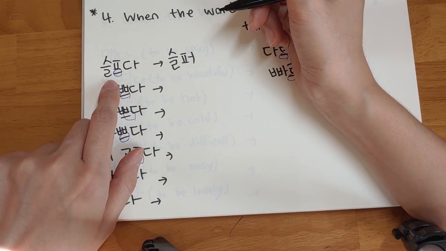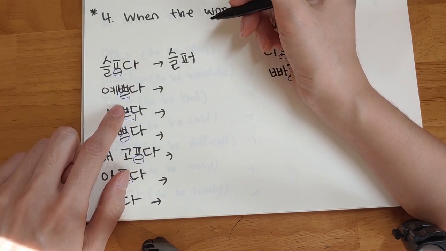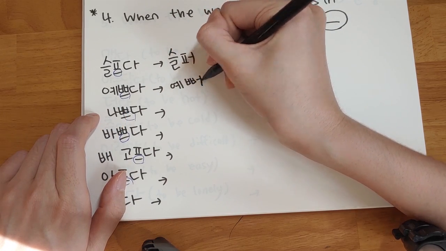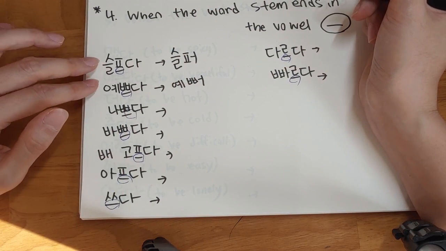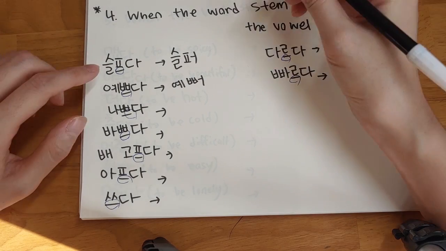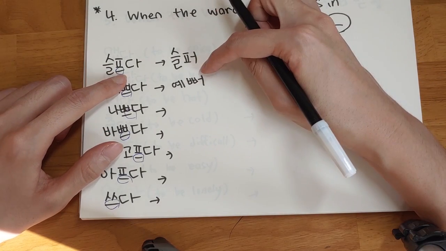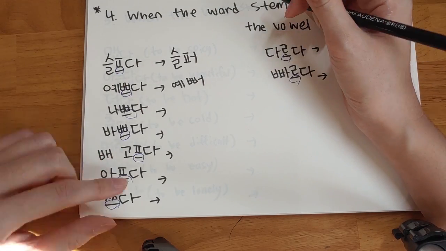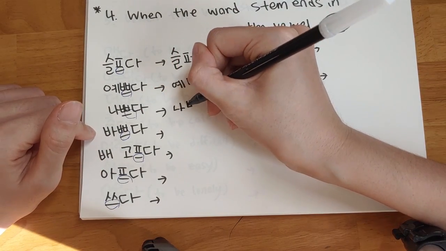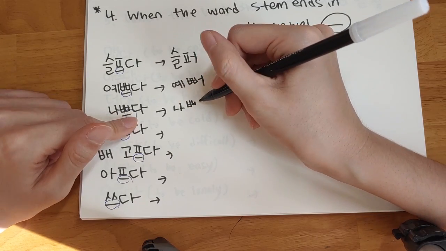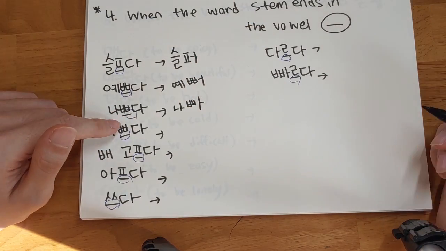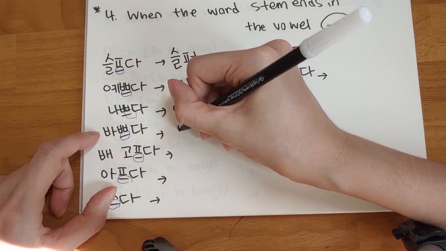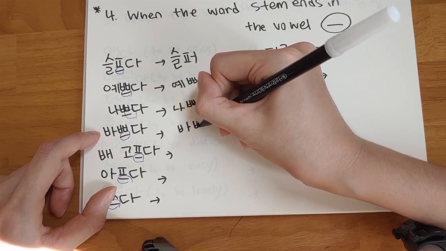As you can see, 슬프다 becomes 슬퍼 and 예쁘다 becomes 예뻐. So here you might think that, oh, then you just remove the 으 vowel and just put the 어 vowel. Is that the rule? Yes and no. Because look how the next adjectives change. 나쁘다 becomes 나빠. 바쁘다 becomes 바빠.